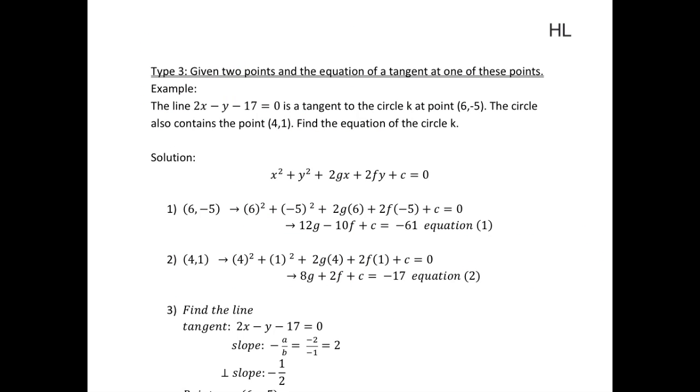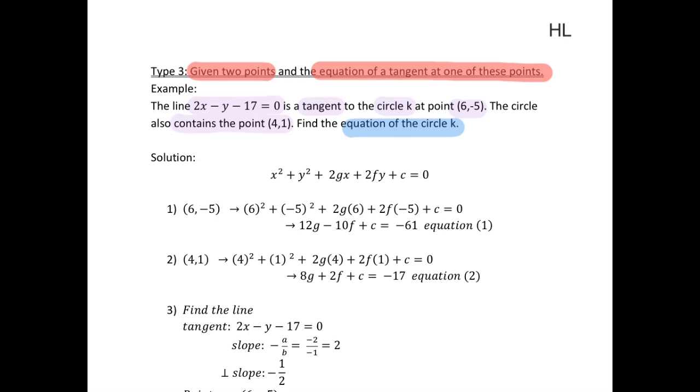The third type of question you might be asked when you're asked to find the equation of a circle is to find it given 2 points and the equation of a tangent at one of these points. So in the example I have here, we are told that the line 2x minus y minus 17 equals 0 is a tangent to the circle K at the point (6, -5), and we are also told that the circle contains the point (4, 1), and we want to find the equation of the circle K.